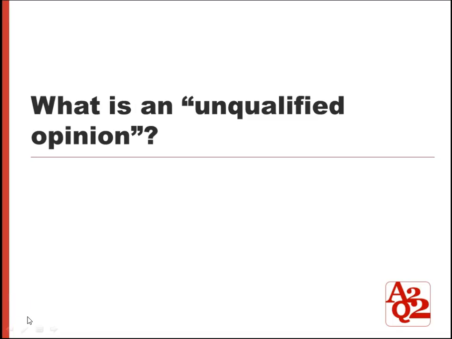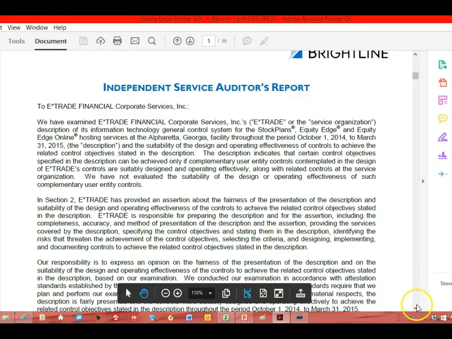Now that we know that we have a Type 2 report, we need to make sure that it's an unqualified opinion. An unqualified opinion means that the opinion from the auditors is that it's clean. There are no qualifications about whether you can rely on it or not. I'll take you to the report and show you where we can see that it's a clean opinion. To find out if you have a clean opinion or not, you're going to look at the auditor's report.